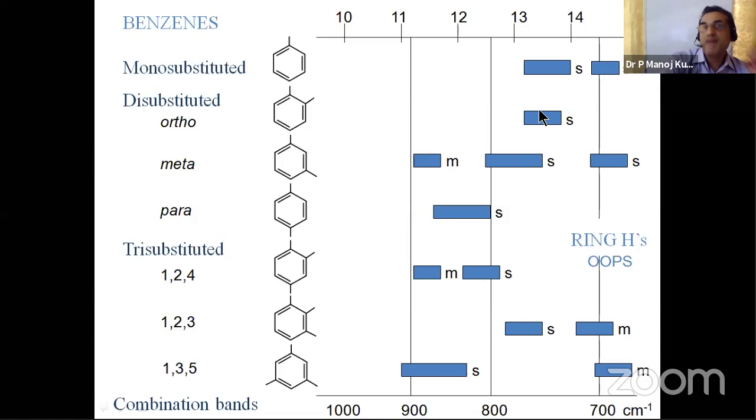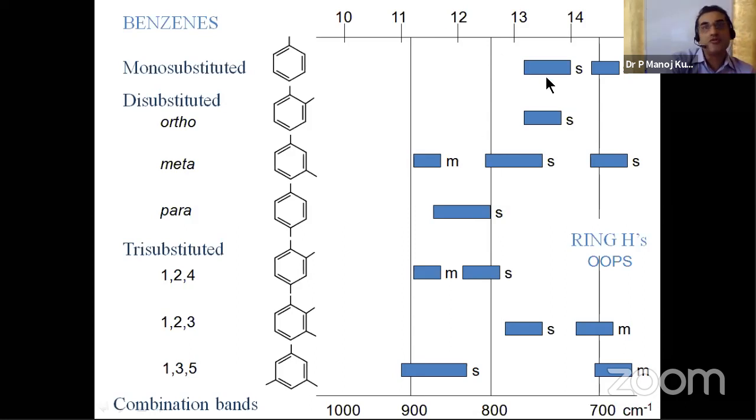So if you have an ortho disubstituted benzene ring, directly look into the CH bending vibration, you will get a single, sharp, strong peak at 750. If it is meta, you will get three peaks, 700, 800, 900. Very easy to remember, 789. 700, 800, 900. Para, always a villain, always a problem. You will get a strong peak around 800. Single peak, strong peak like 800. So these values you can easily remember.